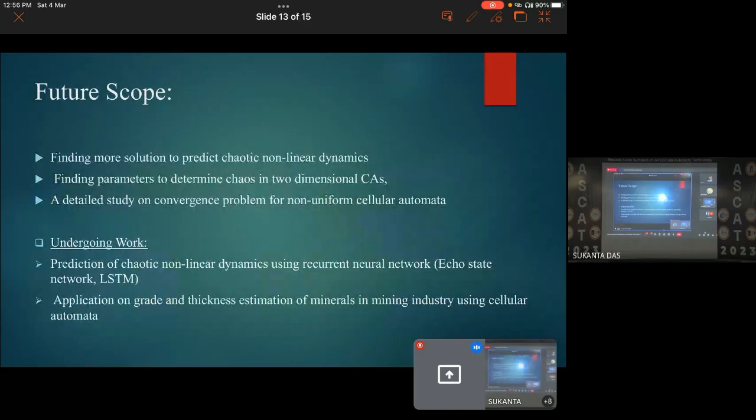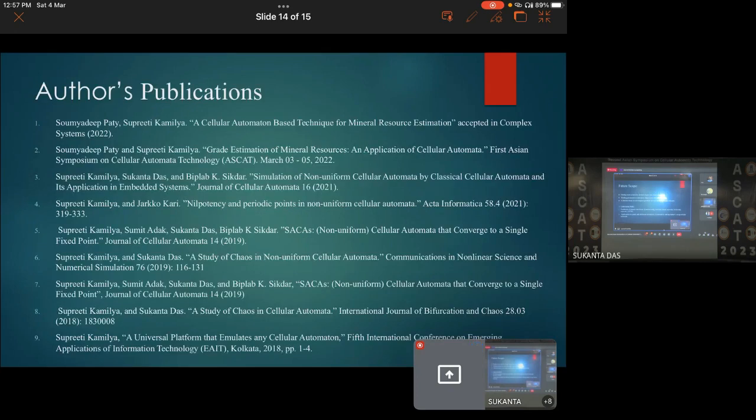The future scopes are finding more solutions to predict chaotic nonlinear dynamics, finding parameters for higher dimensional CAs also, and a detailed study on the convergence problem for non-uniform CA. My ongoing work is to predict the chaotic nonlinear dynamics in other ways: we are currently using a recurrent neural network, within which an echo state network can predict the chaotic behavior of nonlinear dynamics. Another ongoing work is an application on grade and thickness estimation of minerals in the mining industry using cellular automata. These are my publications.